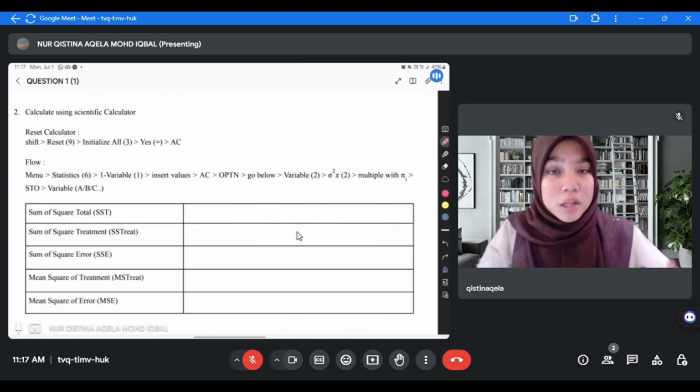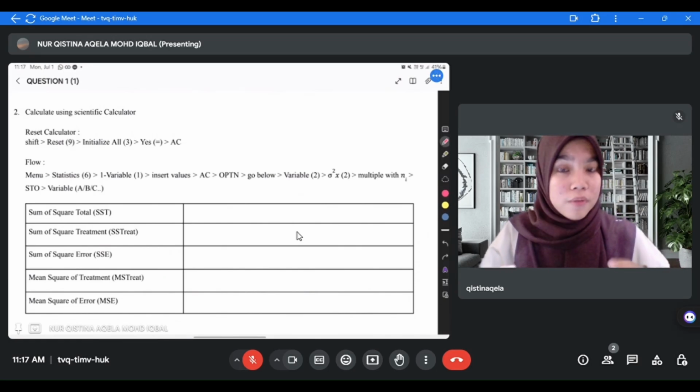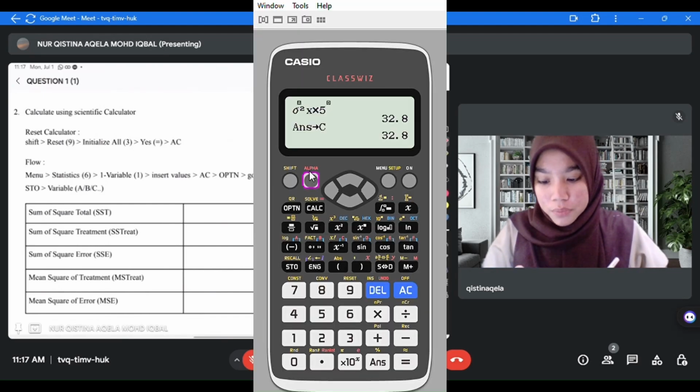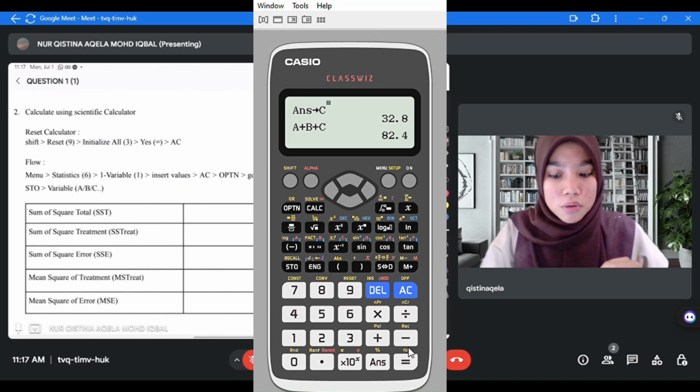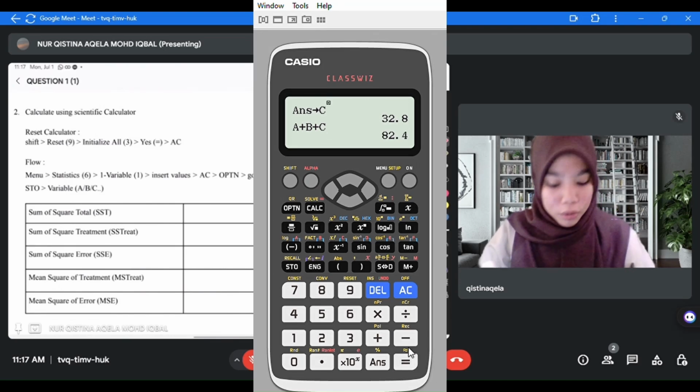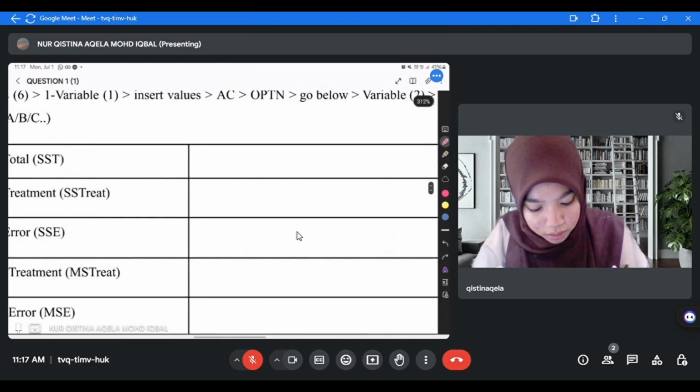After we store the value into the variables A, B, and C, to find the sum of square error, we need to sum up all the variables. So we press alpha A plus alpha B plus alpha C. And then we got 82.4 for the sum of square error.